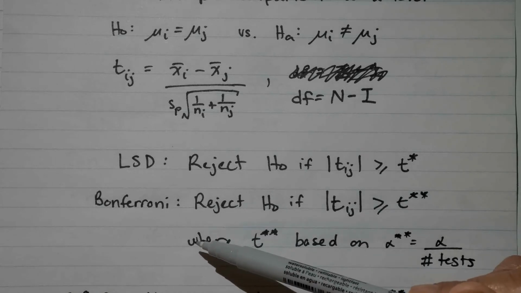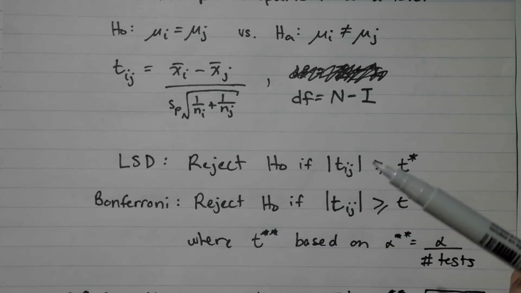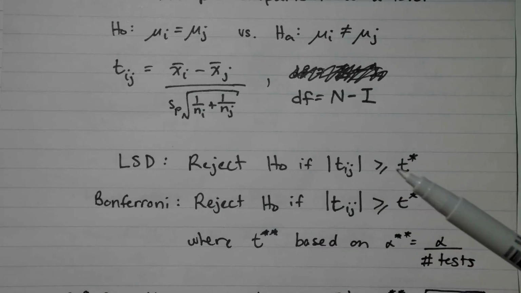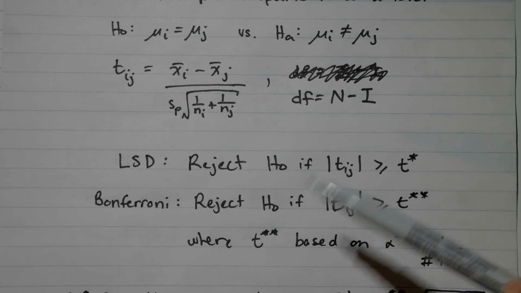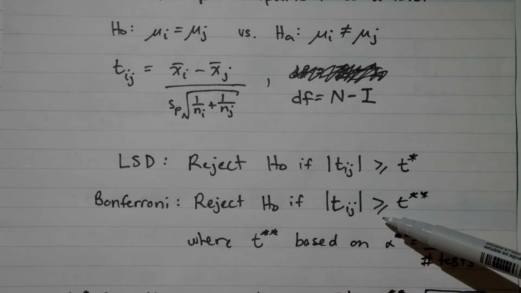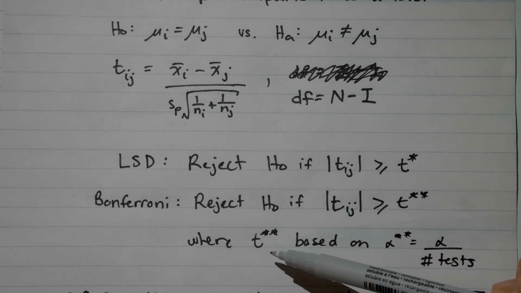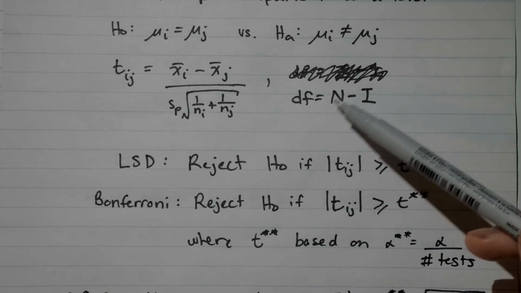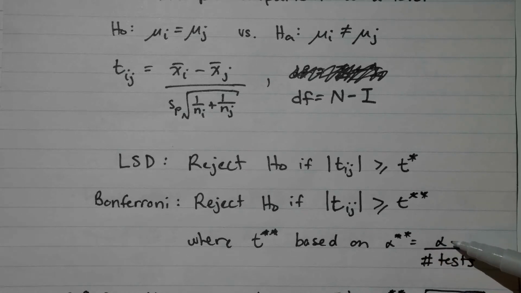The Bonferroni method adjusts for the multiple comparisons by saying if we want an overall type 1 error rate of alpha, then for each individual test, we need a smaller alpha level. So there, we reject H naught if the absolute value of Tij is greater than or equal to T**, where T** is a critical value based on n minus I degrees of freedom, and alpha**, which is alpha divided by the number of tests.